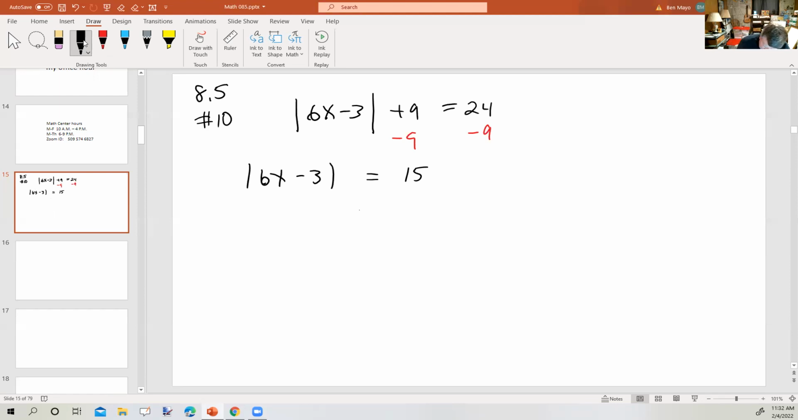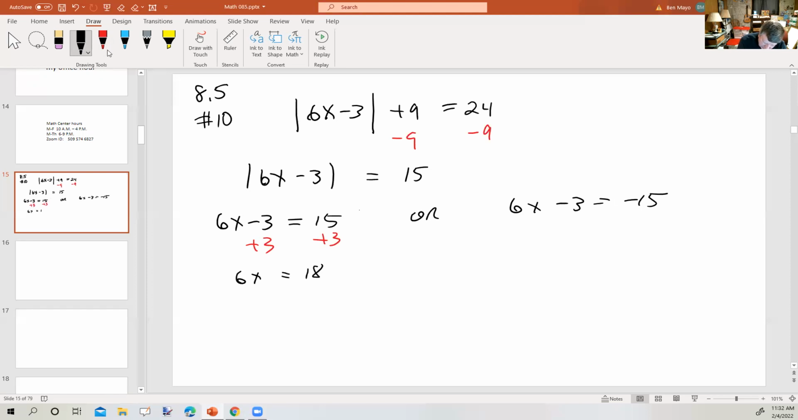So now we have two possible equations. The first one is 6x minus 3 equals 15. The second one is 6x minus 3 equals negative 15. Solving the equation on the left, adding 3 to both sides, we get 6x equals 18. Divide both sides by 6, x equals 3. Solving the equation on the right, add 3 to both sides, we get 6x equals negative 12. Divide both sides by 6, x equals negative 2.